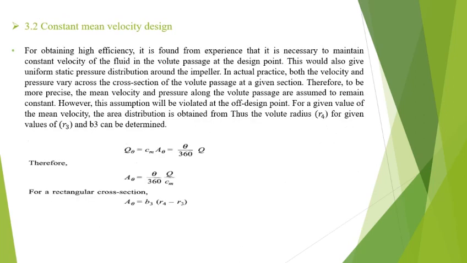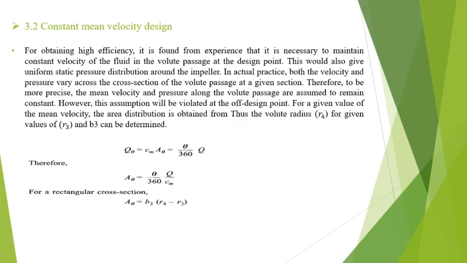After we discuss constant mean velocity design for obtaining high efficiency, it is found from experience that it's necessary to maintain constant velocity of the fluid in the volute passage at the design point. This would also give uniform static pressure distribution around the impeller. In actual practice, both the velocity and pressure vary across the cross section of the volute passage at the given section. Therefore, to be more precise, the mean velocity and pressure along the volute passage are assumed to remain constant.